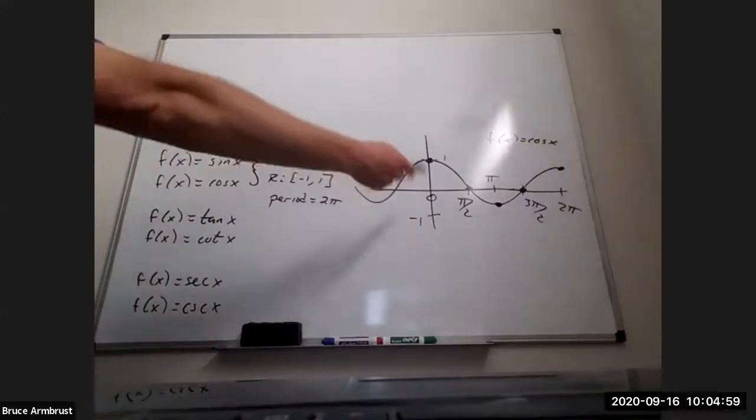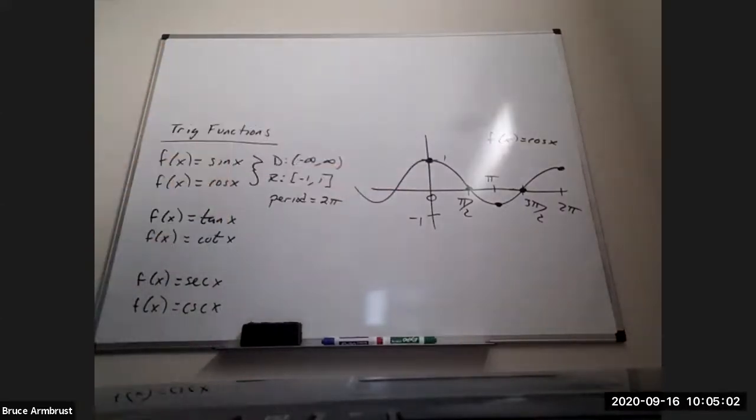So cosine is an even function. You see the symmetry. Sine is actually an odd function. What's cool about the trig functions is each one of them is either even or odd.